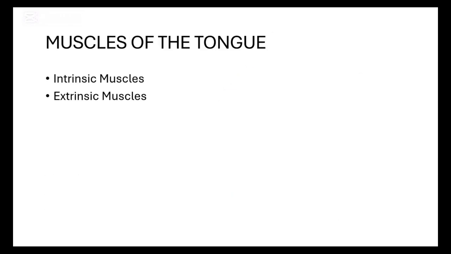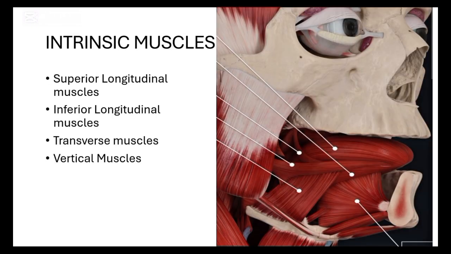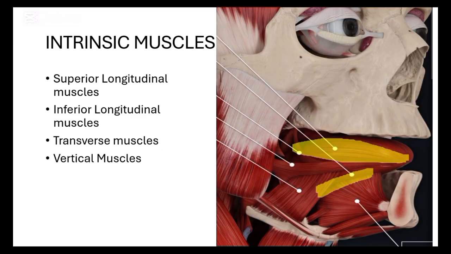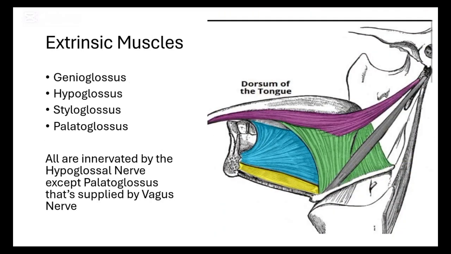Now let's discuss the muscles of the tongue. There are two major groups: intrinsic muscles and extrinsic muscles. The intrinsic muscles originate and insert within the tongue itself. They are four paired muscles named according to the direction of their fibers: superior longitudinal, inferior longitudinal, transverse, and vertical. These muscles alter the shape and size of the tongue and are all innervated by the hypoglossal nerve. The extrinsic muscles connect the tongue to surrounding structures.